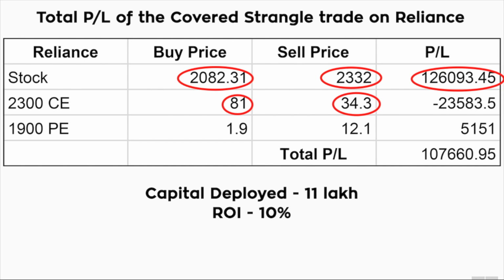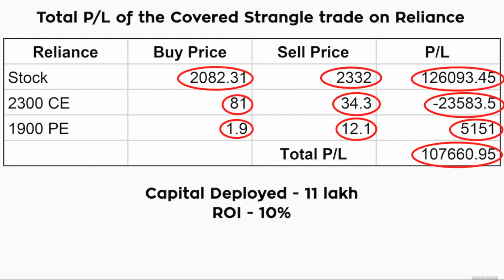The buy price of the 2300 call option is 81 and the sell price is 34.3. So the loss made on the call option is Rs 23,583.5. The buy price of the 1900 put option is 1.9 and the sell price is 12.1. So the profit made on the put option is Rs 5,151.